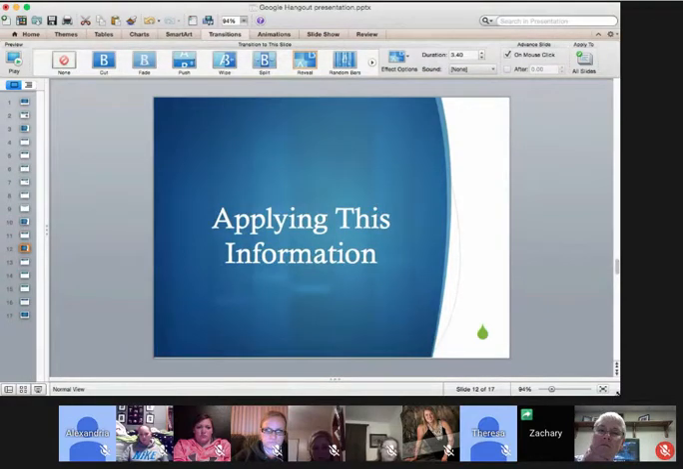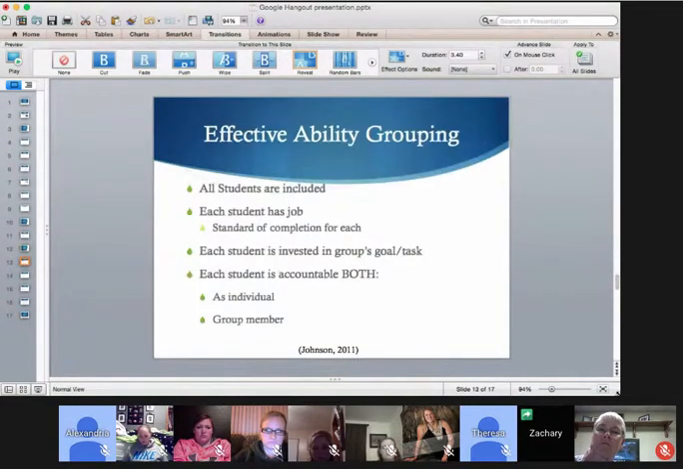So applying this information, there are some characteristics of how to do an effective ability grouping. What it involves is making sure that all students in each group are included, that each student has a job that they're supposed to do, and that they know what they need to do in order to complete that job effectively. When they do that, we find that students are going to become accountable and invested in the group's goal, both as an individual and a group member, because they're focused on what they need to do as a person for the job, as well as how to get the group together and complete the task.